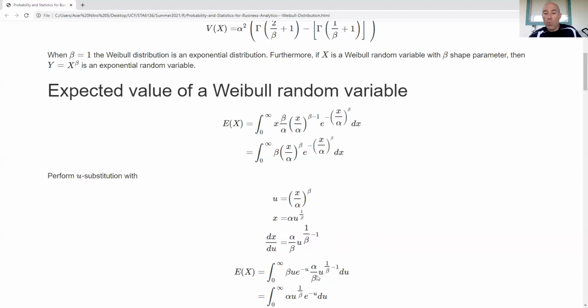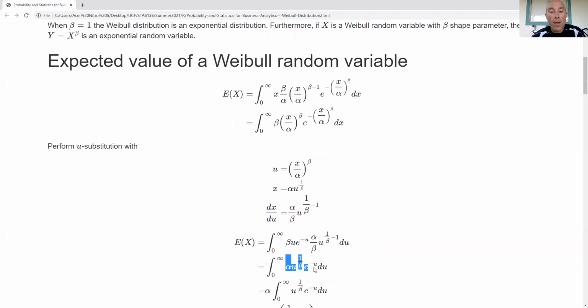Okay, now I just want to simplify everything. I see that my betas cancel out. I have a u, and a u to the 1 over beta minus 1, so there's going to be some simplification. The negative 1 is going to cancel out with this u. The e to the negative u stays the same. This alpha stays put, and of course we just get du. Now this is looking a lot simpler, right? Compare this integral to this one. This one looks a lot easier to work with.